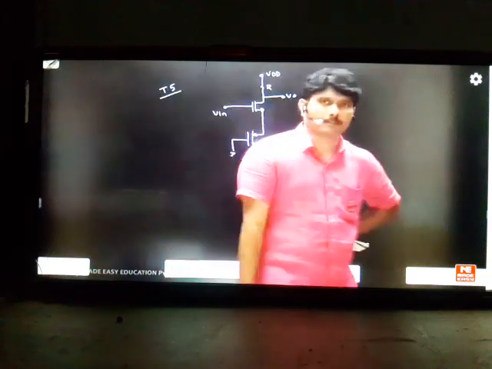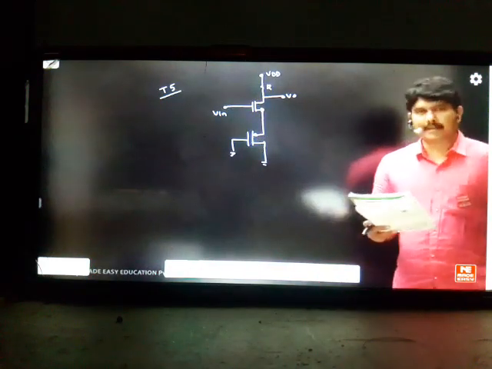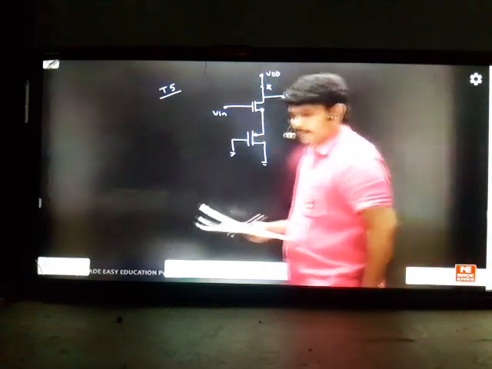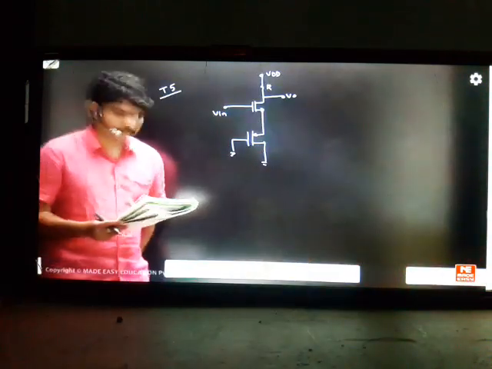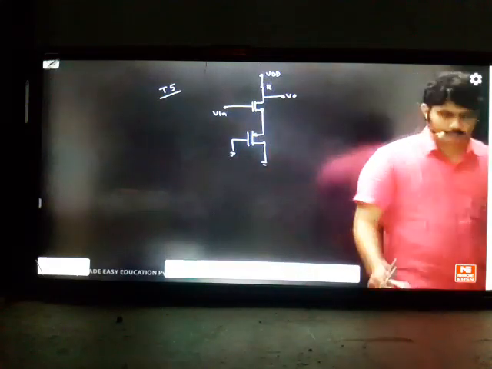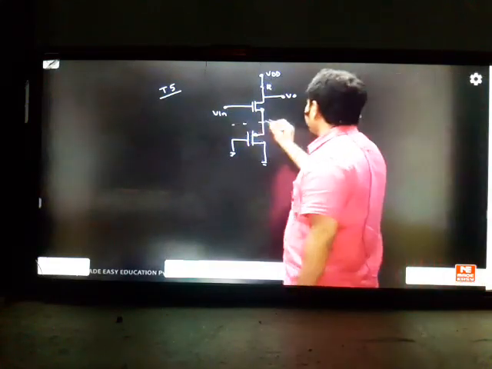Samresh, ID he has given you in the problem. Look correctly, it is not in the data, it is given in the circuit. Look correctly: IDQ 0.5 milliamps is given in the circuit, not in the data. You are seeing only the data, not the circuit. So I think this problem is a very silly problem from our theory concept.